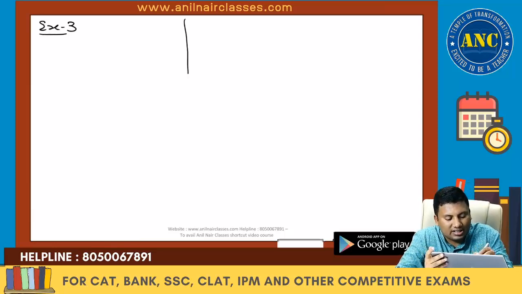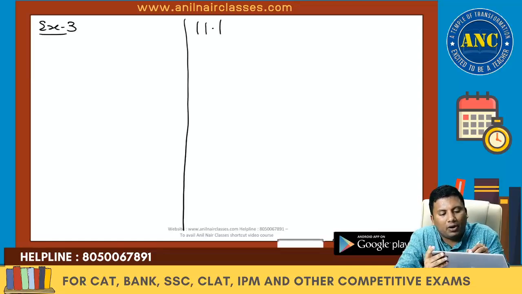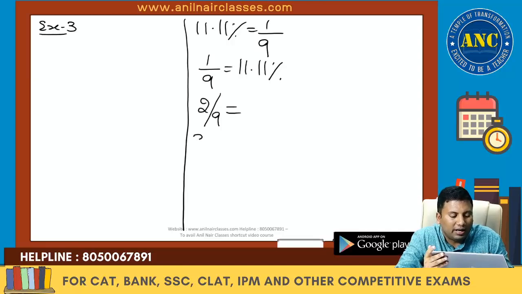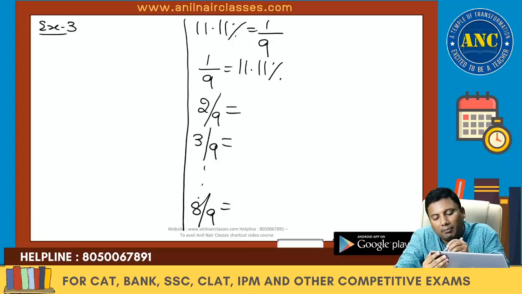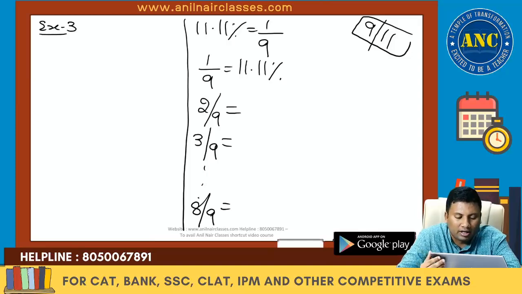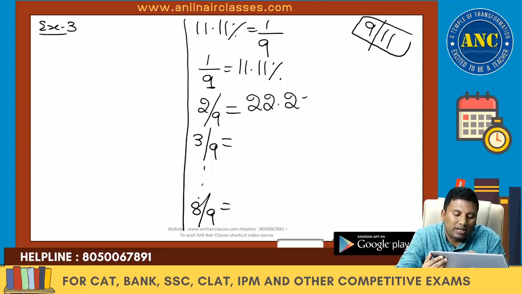Okay, I did not discuss the 11.11 shortcut. 11.11 is 1 by 9. Or I will write, 1 by 9 is 11.11. 2 by 9, 3 by 9, and so on up to 8 by 9. Remember, 9 by 11, World Trade Center collapse. Our USA emergency number is 911. If the denominator is 9, take the numerator, multiply by 11, write down twice. 2 11s are 22, write down twice. 3 11s are 33.